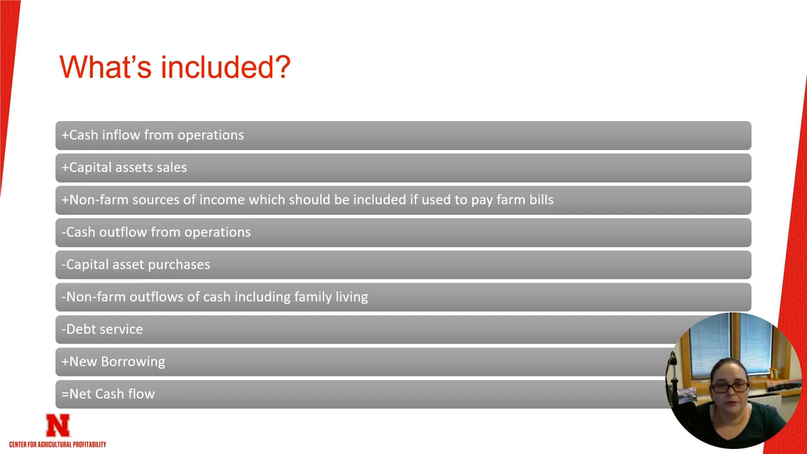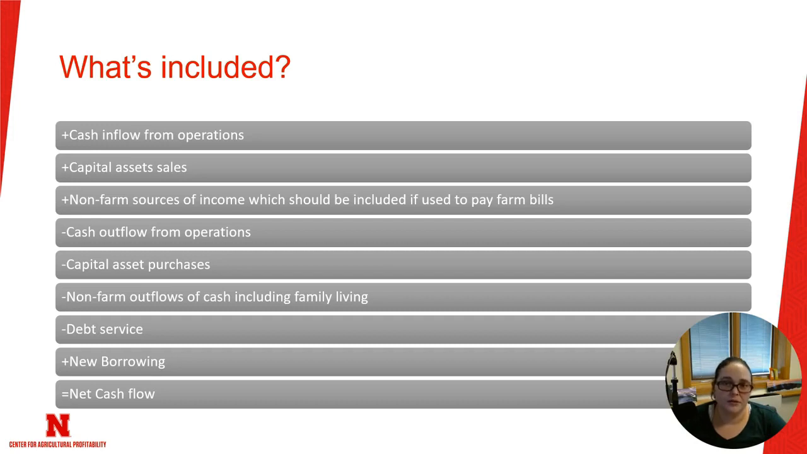So, it's a positive, hopefully, cash inflow from the operations. Positive capital asset sales. Did we sell land? Did we lease land? Some of these things. Did we sell some equipment? Some stuff like that. Did we sell eggs? Did we sell calves? What have we got going on?